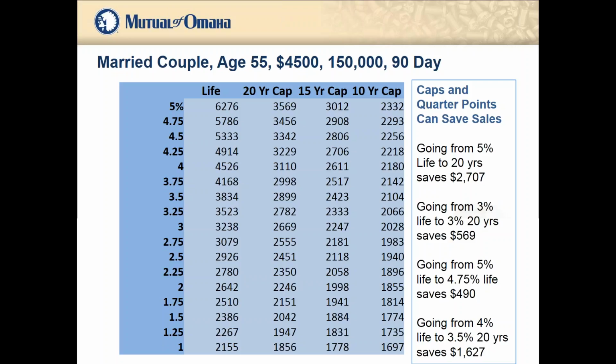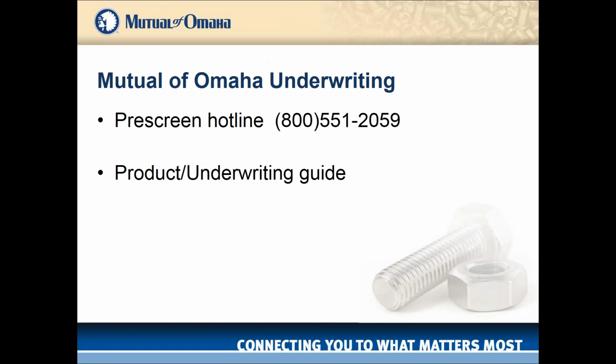This does give you a lot of flexibility. We talked about some of these things already highlighted in red. Going from 4% lifetime to 3.5% with a 20-year cap is a $1,600 difference. That's a couple's savings, but that's still big time. We don't need that right now.